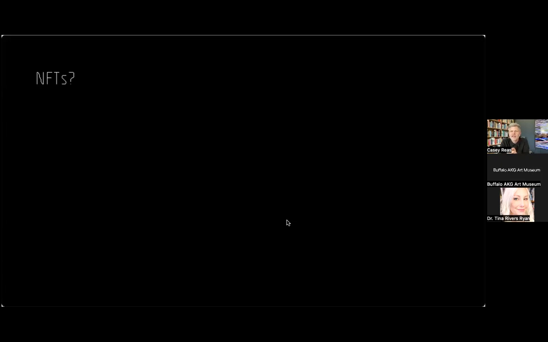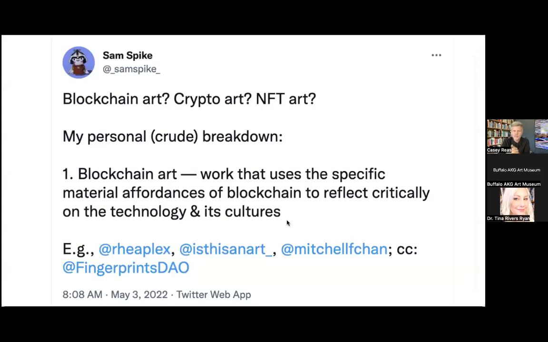Before I begin to navigate this, move around it in different ways, I wanted to share another take on different ways to categorize the way artists work with blockchains and digital art. So this is a tweet from Sam Spike, May 3rd, 2022. For me, it really resonated. So this idea, blockchain art, crypto art, NFT art, I think the moment we start to categorize things becomes problematic. But for me, this is a working model that is helpful to begin to separate this from that, and to find ways to merge this and that as well.